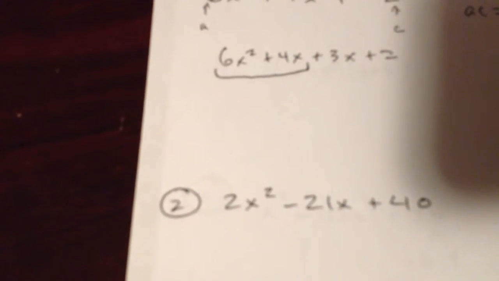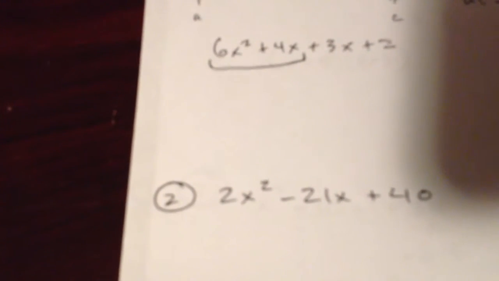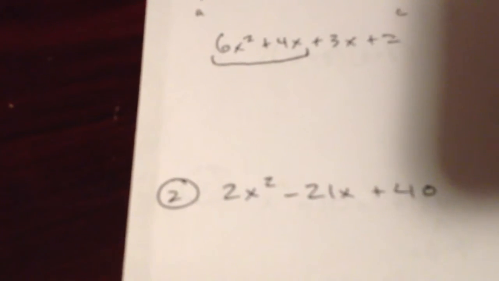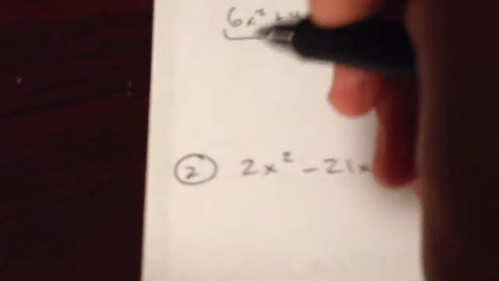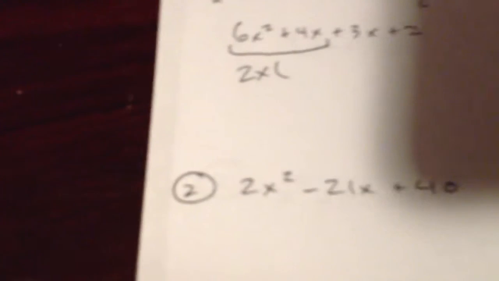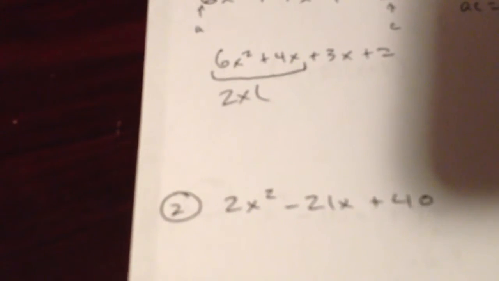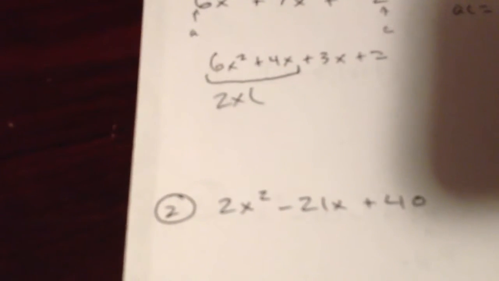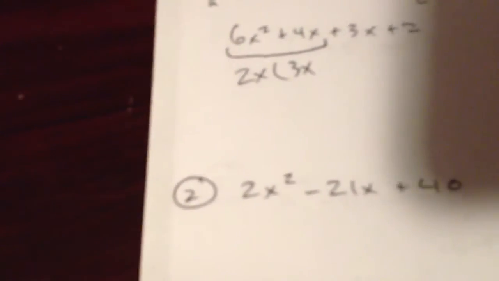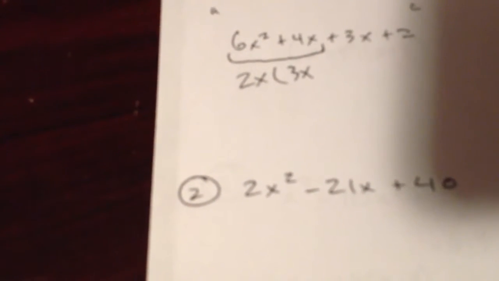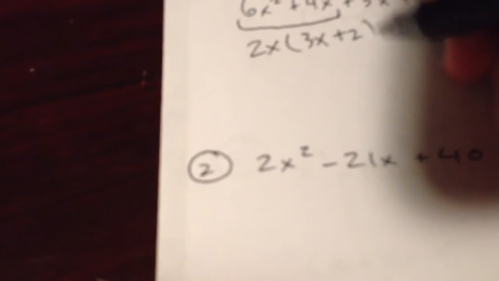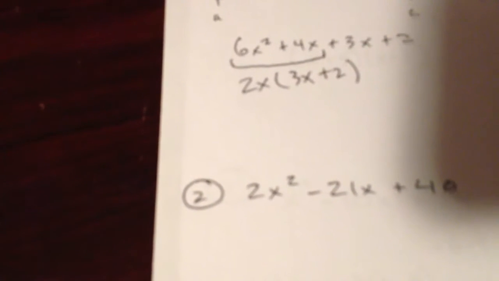Those two will always have an x in common. So I factor out the x. I also factor out the number they have in common, and that number is 2. So 2x is on the outside. And when I take away a 2x, it's through division. So 6x squared divided by 2x is 3x. 4x divided by 2x is a positive 2.